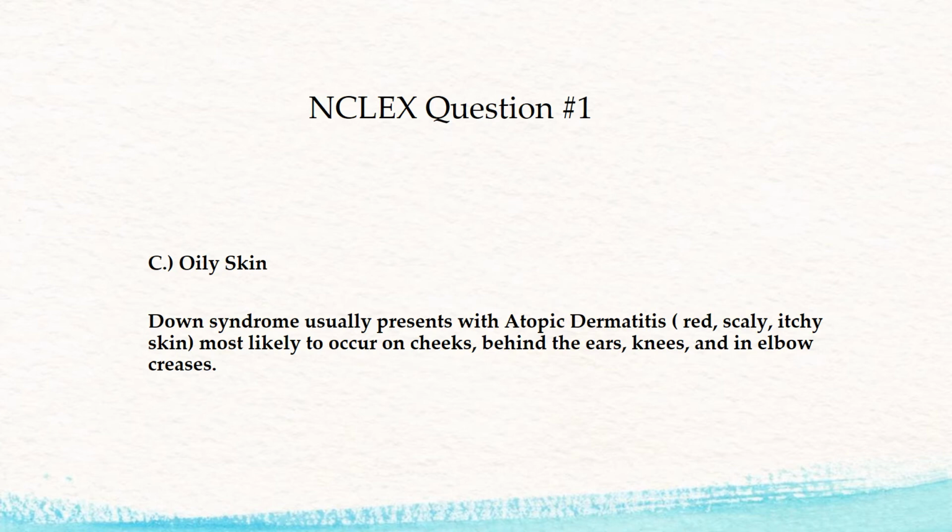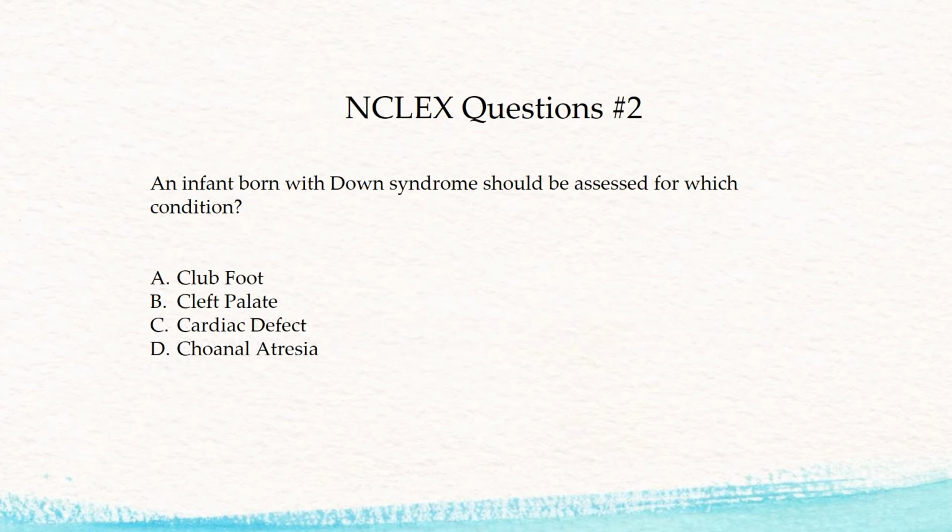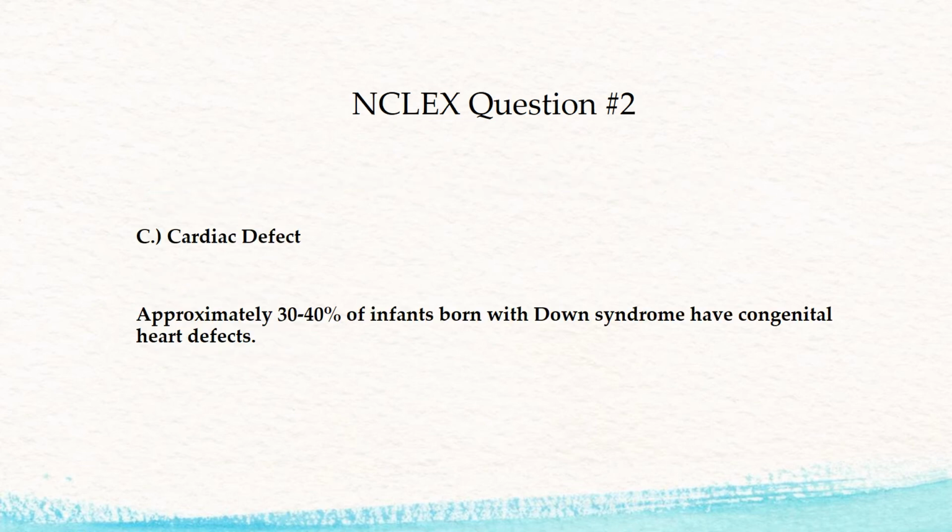An infant born with Down syndrome should be assessed for which condition? A. Clubfoot, B. Cleft palate, C. Cardiac defect, or D. Choanal atresia. The answer is C. Cardiac defect. Approximately 30 to 40% of infants born with Down syndrome have congenital heart defects.